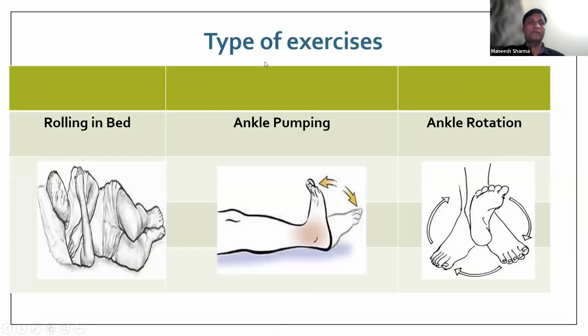Okay, the type of exercises which are recommended in phase 1 are rolling in bed. So we can teach the patient how to roll in the bed, the ankle pumping and ankle rotation. These exercises are normally taught to the patient in the first phase of cardiac rehabilitation, that is the in-hospital phase.